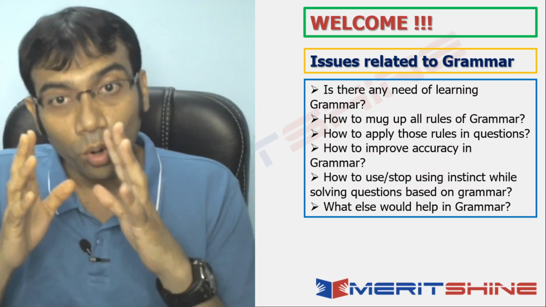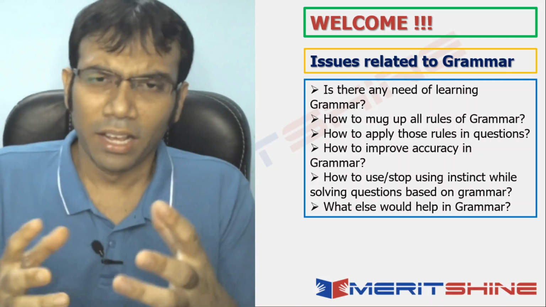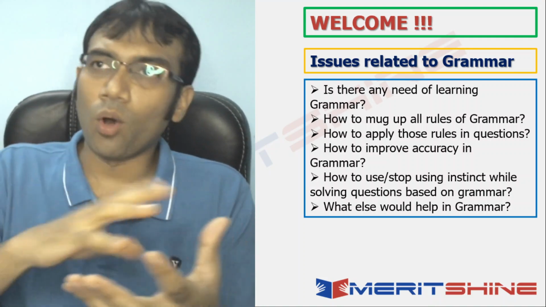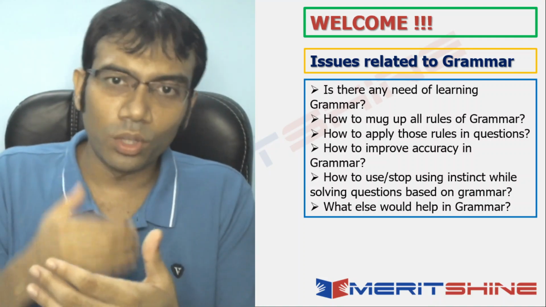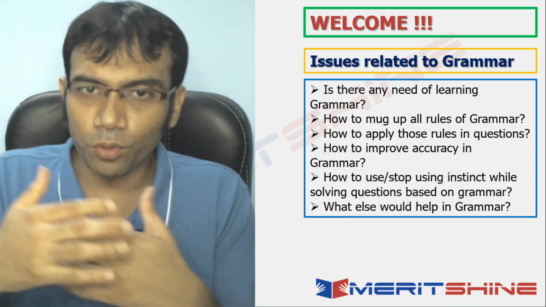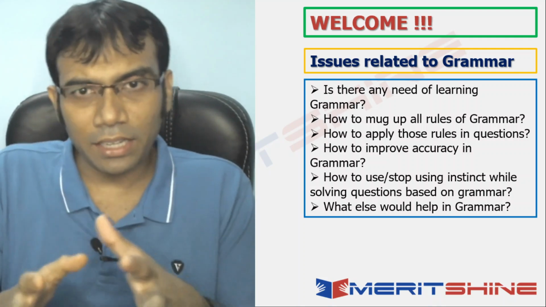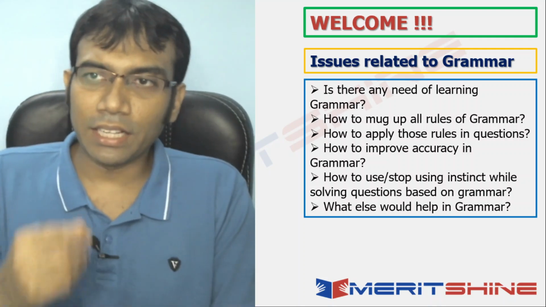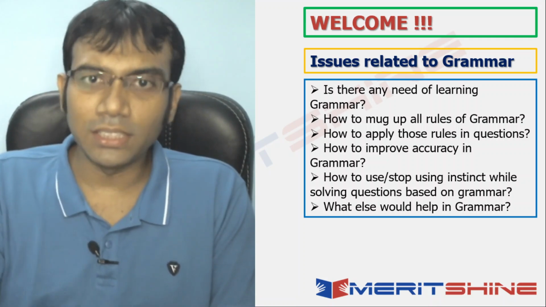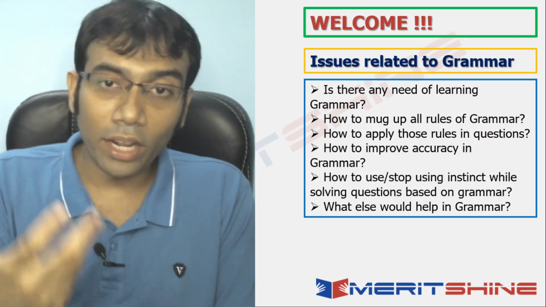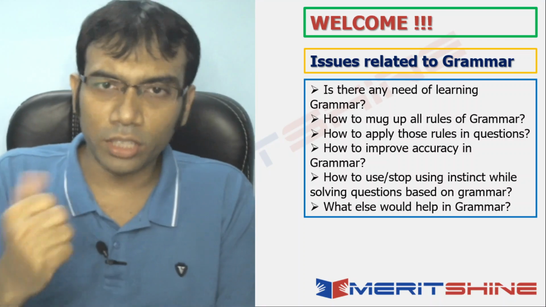Fourth, how to improve accuracy in grammar. Now, you can say all of this discussion would also lead to that factor, that how do we improve accuracy in grammar. But here the question is more specific: that if I attempt 5 questions, I normally get 2 wrong and 3 correct, or 2 correct and 3 wrong.